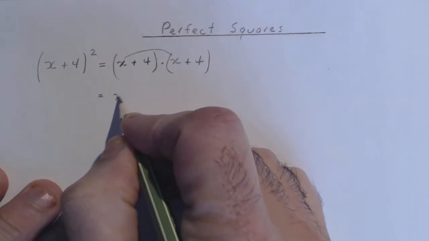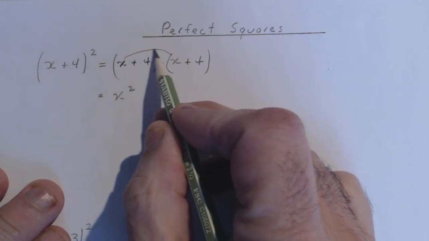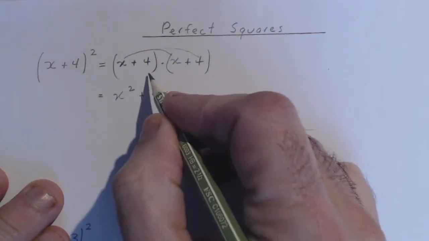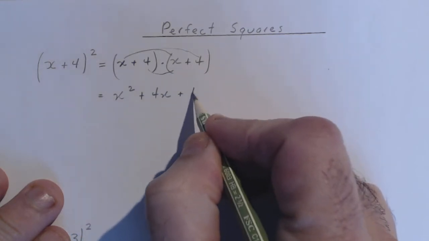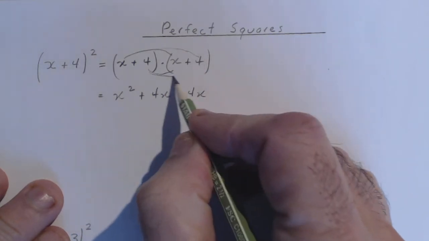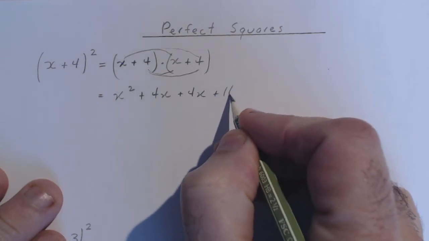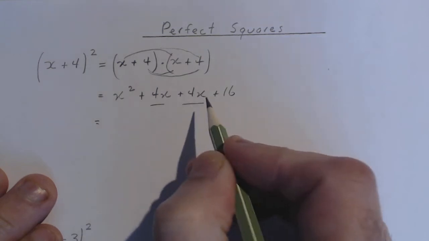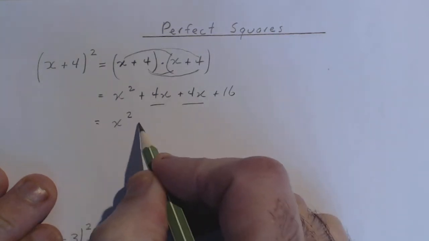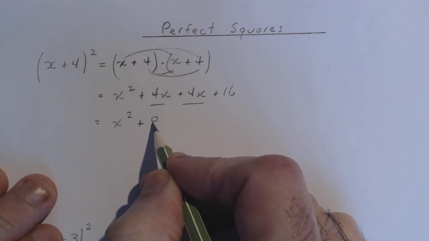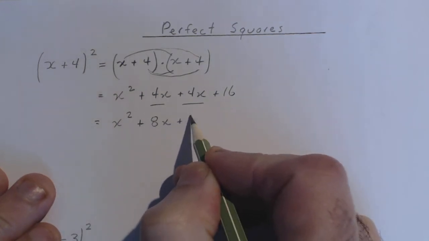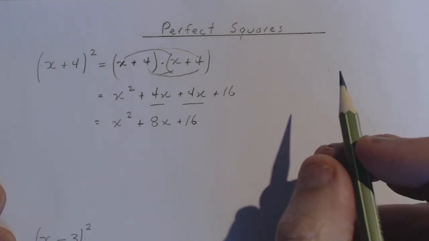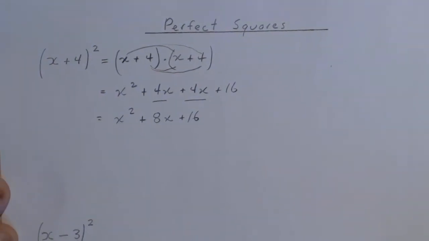And then we can just expand how we normally do it, where I go x times x, x squared, x times 4 is plus 4x, 4 times x gives plus 4x, and then 4 times 4 gives plus 16. I then collect the like terms of 4x and 4x, so we get x squared plus 8x plus 16. Okay, now that is one way we can do it. There's also a shorter way which we will look at in a minute.